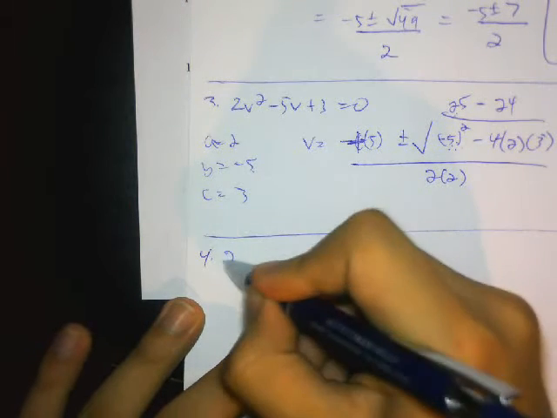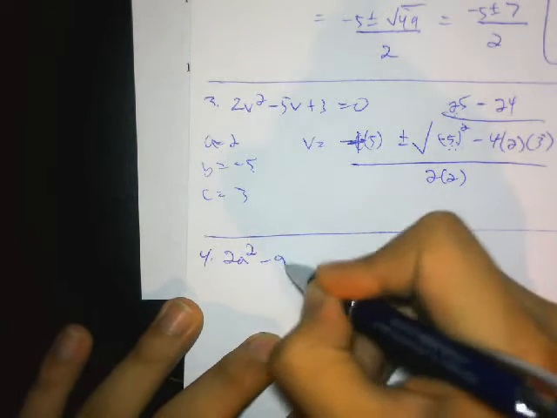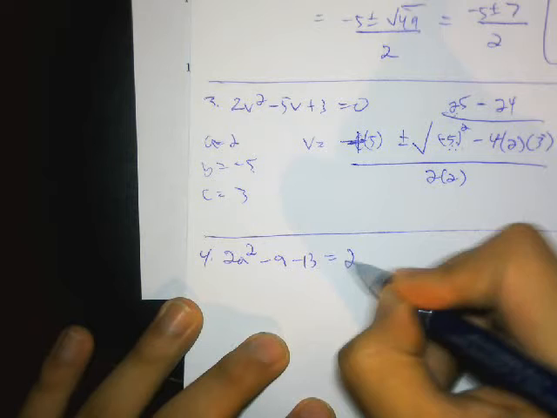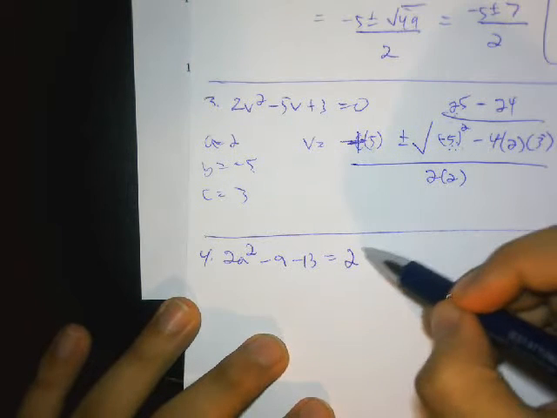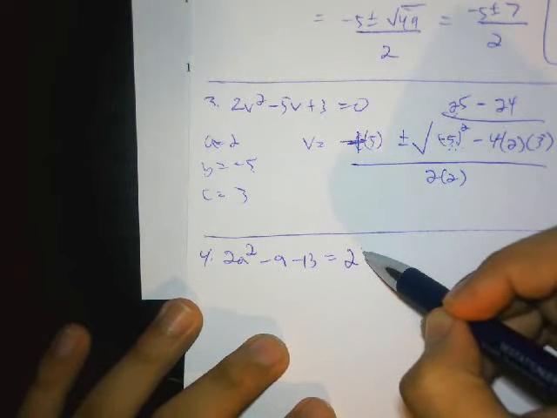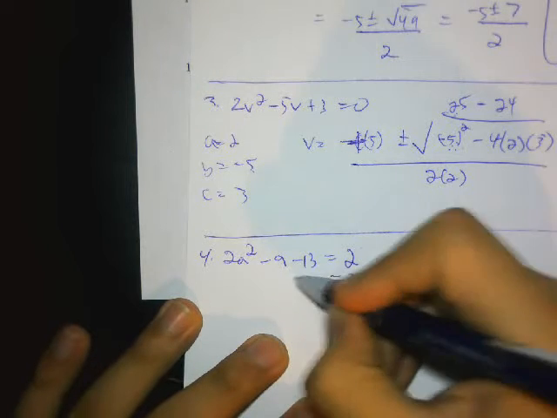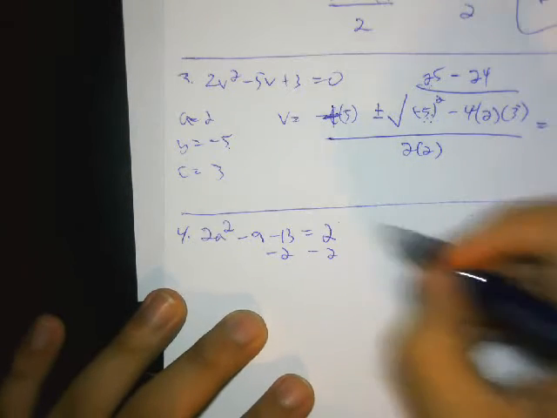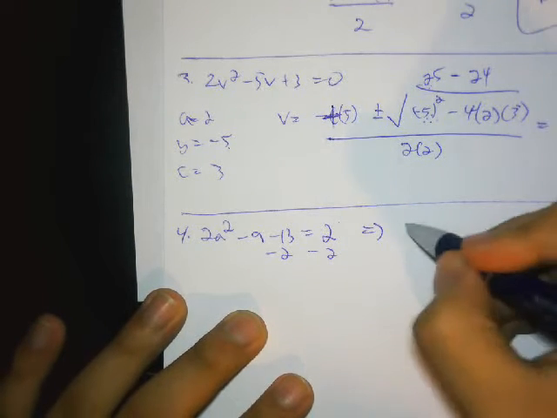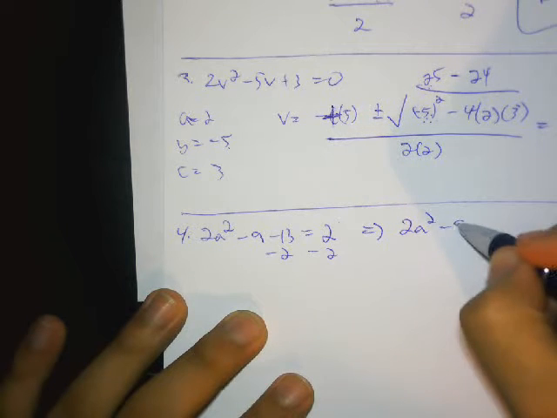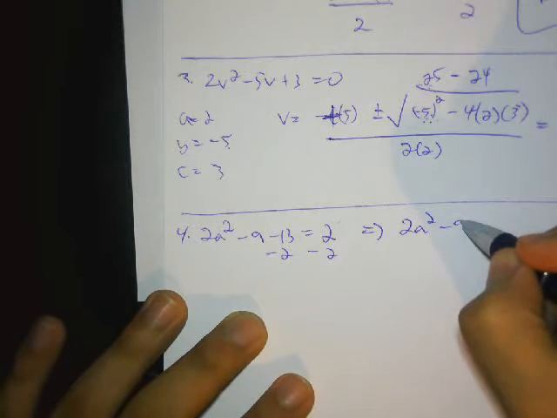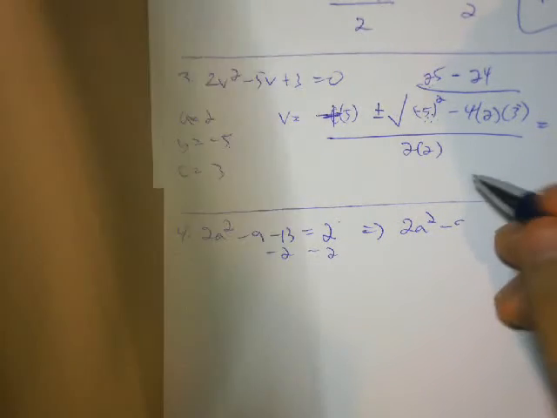Number 4 says 2a squared minus a minus 13 is equal to 2. Here's the first time that we see that it's not equal to 0, so the first thing I have to do is move this 2 to the other side by subtracting 2 from both sides. So now we get 2a squared minus a, right? Minus a? Yes, minus a.